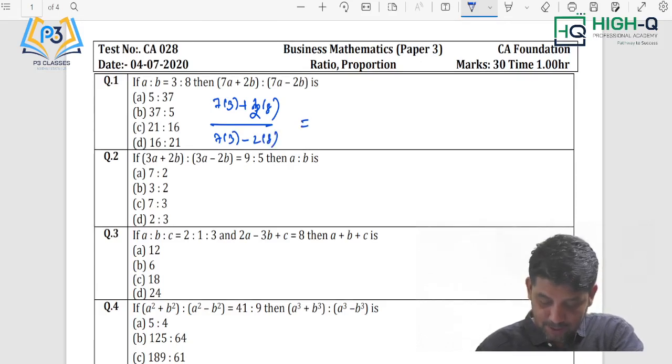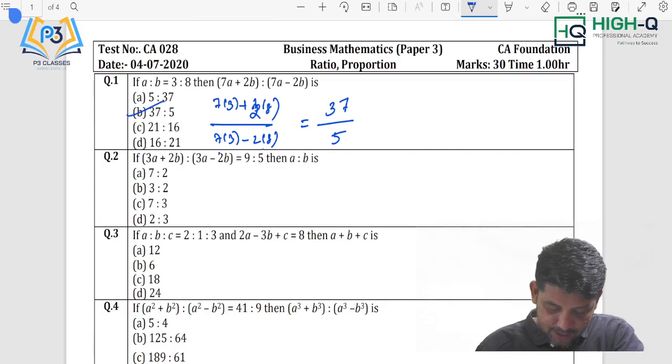21 plus 16, which is nothing but 37. 21 minus 16 is 5. So our answer is 37 is to 5. Okay. Next one.